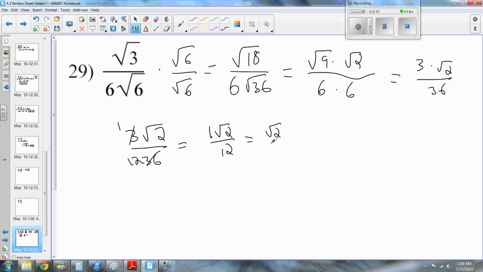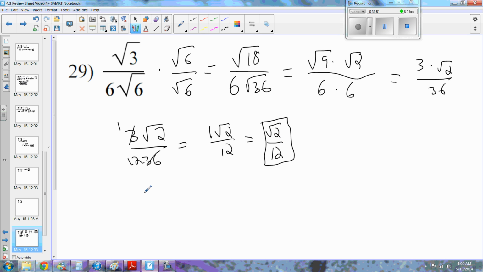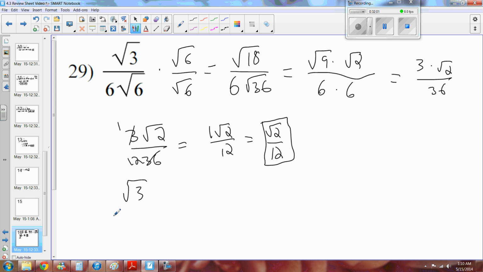I just want to write root 2 over 12. Okay. Now, a second way to look at this is fine to reduce this fraction at the end because these numbers are easy. But let's rewrite this and look at it a little bit differently. And you can do it whichever one is easier for you. So I'm simplifying this radical.